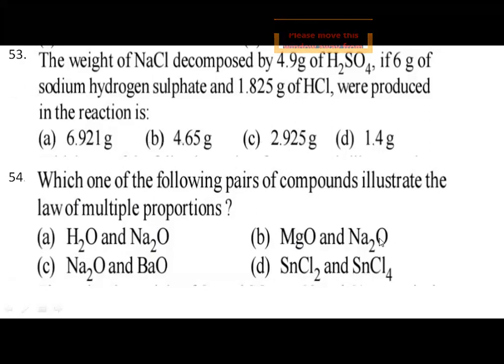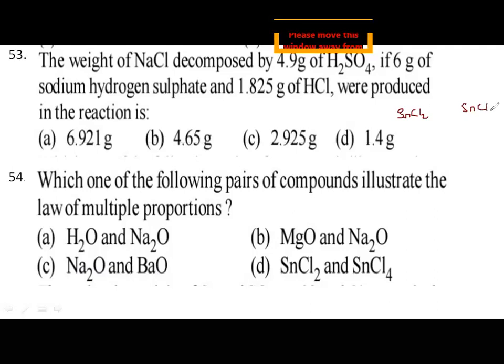Here these two atoms are different because they are going to form only one compound. Hydrogen and oxygen combine to form water. Here sodium is taken. Magnesium and oxygen, sodium, no, this also doesn't come. Sodium and oxygen, barium and oxide, this also doesn't come. Let us see. Tin chloride. Yes, so let us see here.